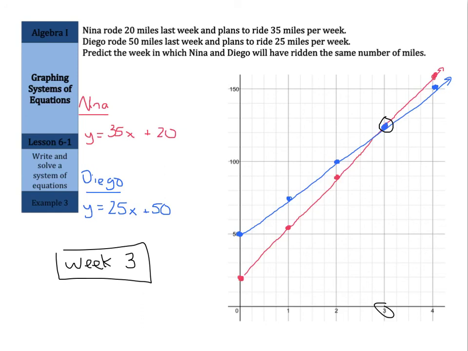And then we could solve systems of equations by graphing. Sometimes you'll have exactly one solution like we did here. Sometimes you'll have no solutions if you have parallel lines that have a different y-intercept. And sometimes you'll have an infinite number of solutions if you have the same line.